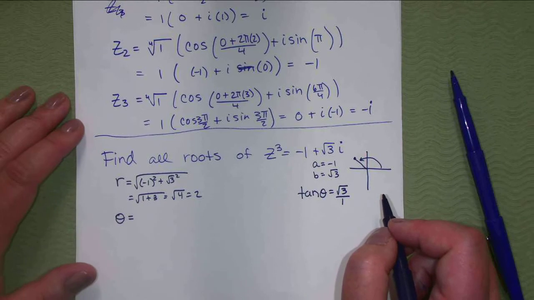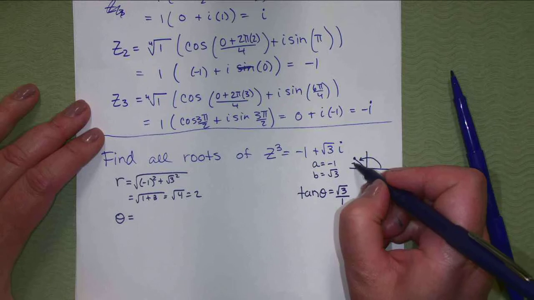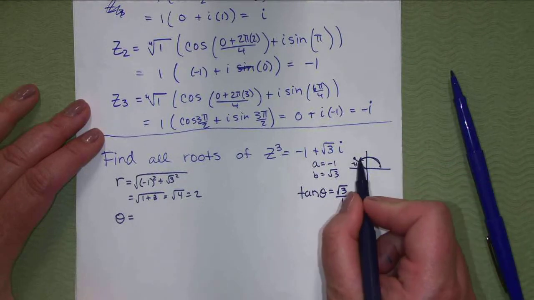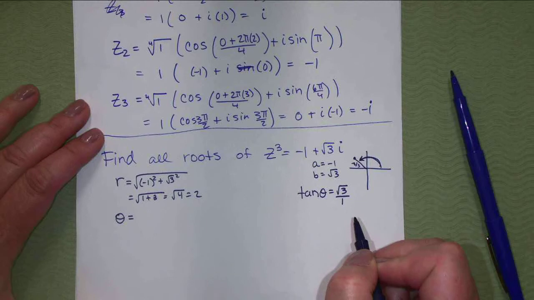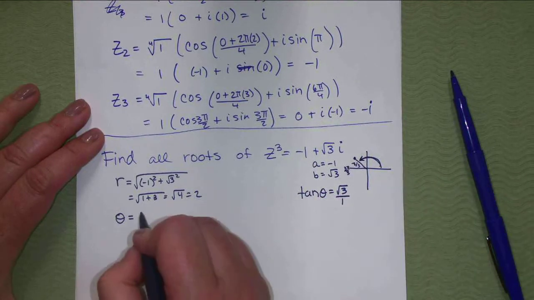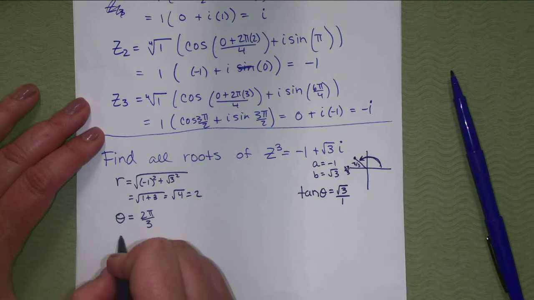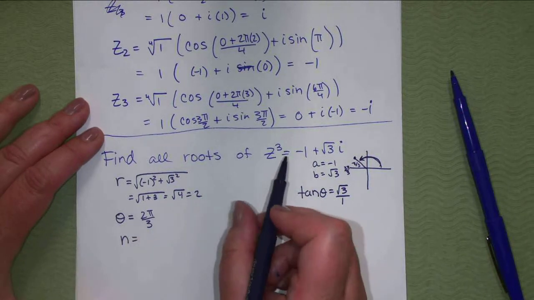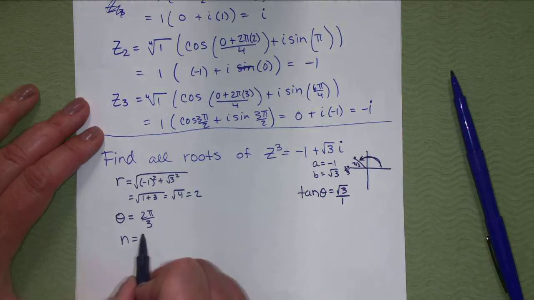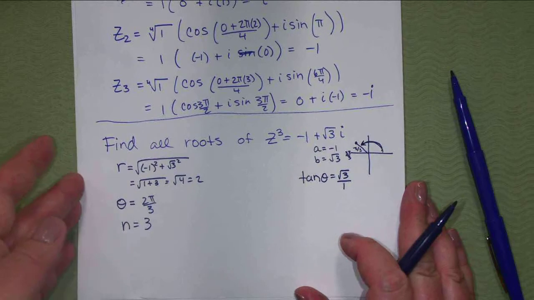Pi over 3. So this would be 2 pi over 3, because this all the way to the end is 3 pi over 3. So theta is 2 pi over 3. N would be what? How many roots do we want? 3. So n is 3, and k is going to be 0, 1, 2. We need 3 roots.